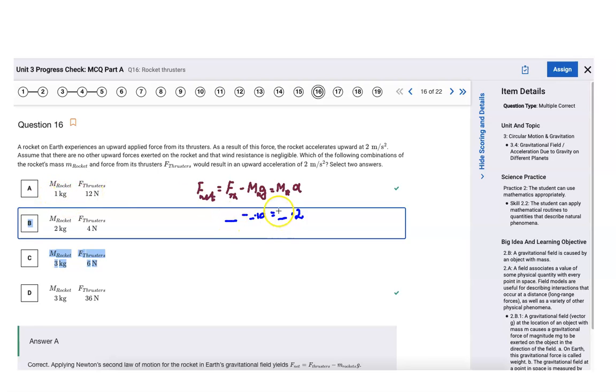So mass is 1, you plug in 1 here, and force of thrust is 12. So 12 minus 10 equals 2, it is correct. So A works, B doesn't work, C doesn't work, and D works as well.